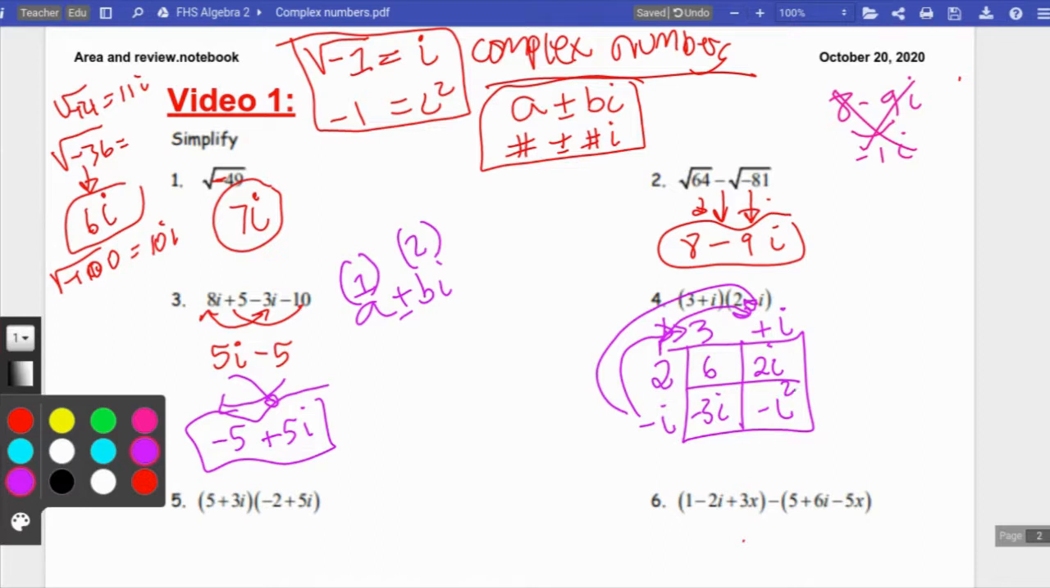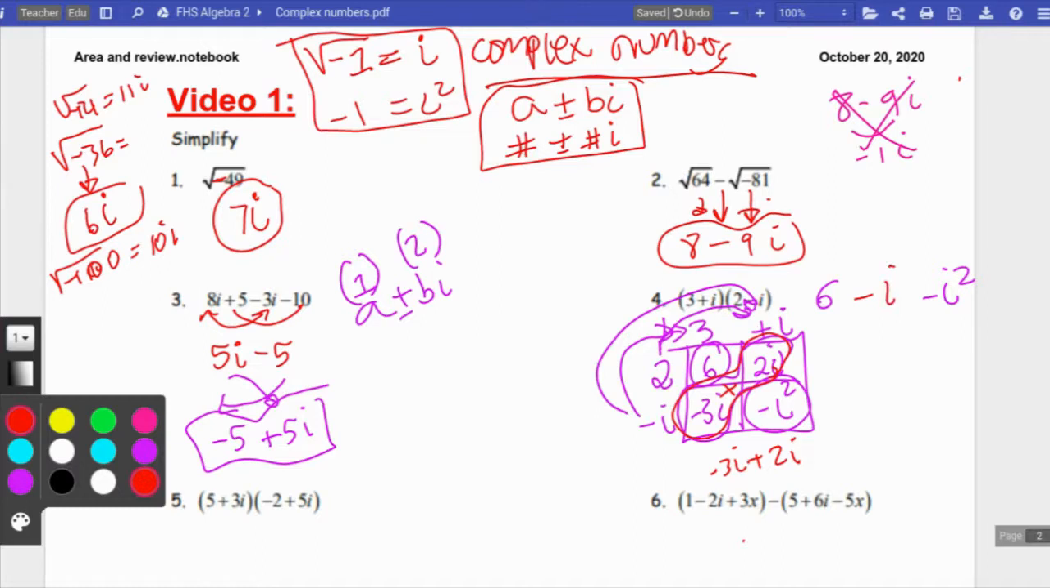All right, so what do we do next? Now we are going to write it. The first number goes in the front, 6, and the last number goes at the end, negative i squared. And then this right here, you're going to add. If you add this, it's negative 3i plus the 2i. That should give me negative i.